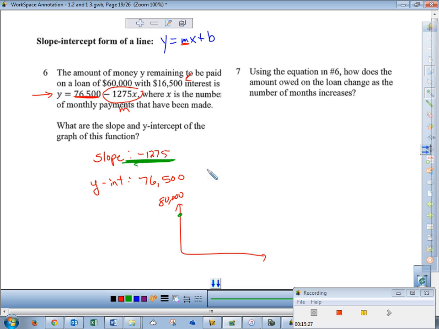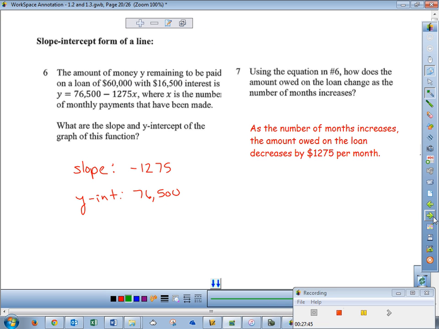If the slope is negative, it goes down. If you made a real graph, isn't time on the x-axis, and this is the amount of money that you owe? See if you can answer that question. So I put, as the number of months increases, the amount owed on the loan decreases by $12.75 per month.